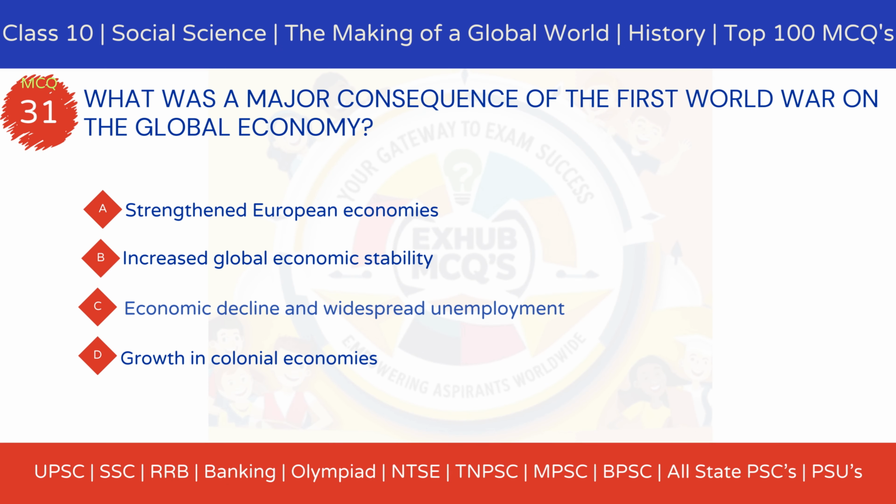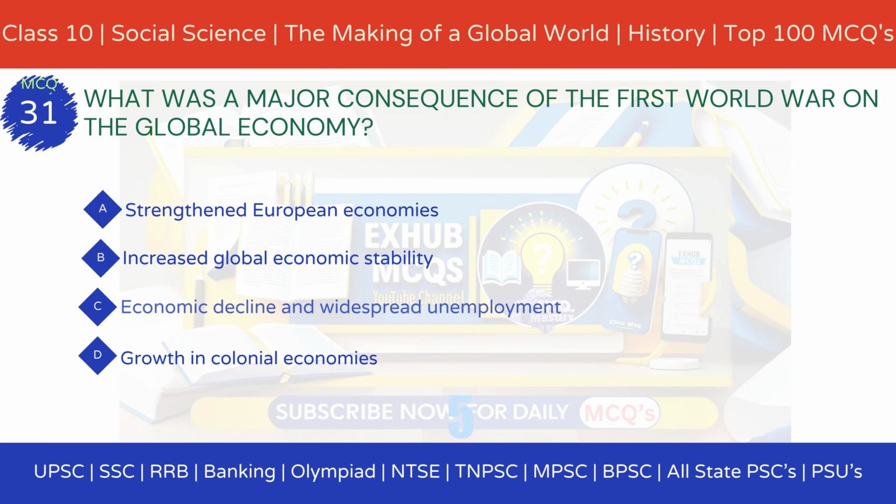MCQ 31. What was a major consequence of the First World War on the global economy? Option A. Strengthened European economies. Option B. Increased global economic stability. Option C. Economic decline and widespread unemployment. Option D. Growth in colonial economies.